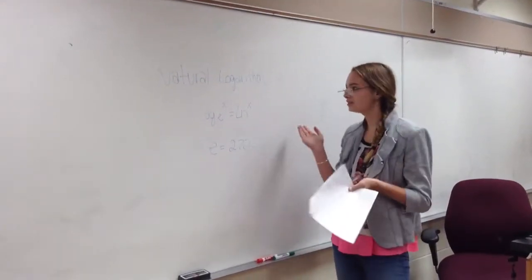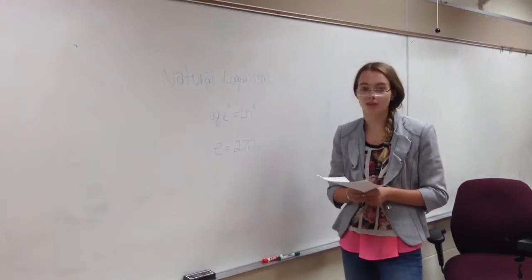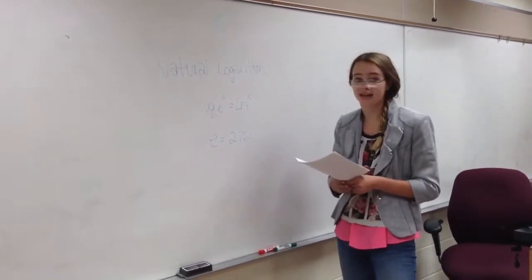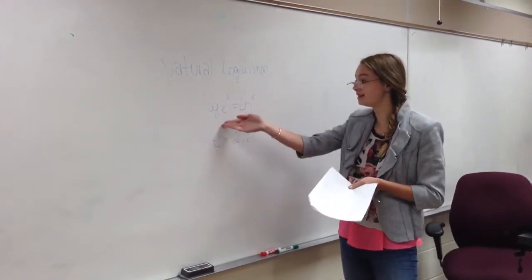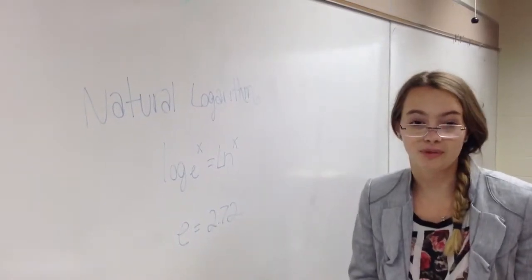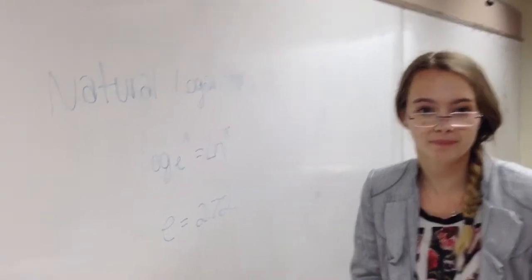So, the natural logarithm is the same concept as the common logarithm, except instead of log base 10, it equals log base e. That just means when you see ln, it just means log base e of x. As you know, e equals 2.72, Euler's number.